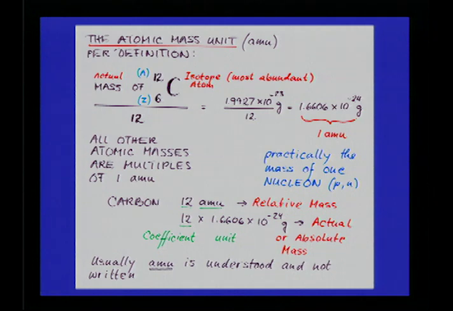So the relative mass, or the atomic mass of carbon, would be 12 AMU, but we usually don't say AMU. We say 12. We also have what we call the molar mass, which is 12 grams per mole. So that is also the same coefficient again. So usually the AMU is understood, but not written.